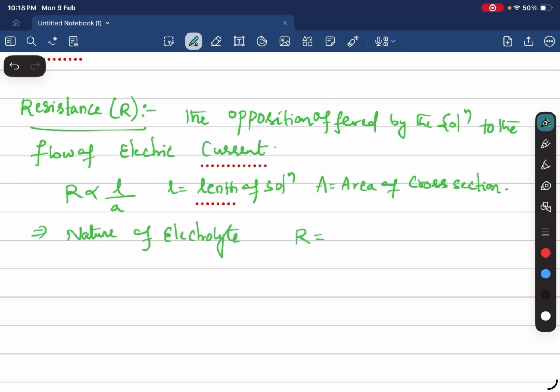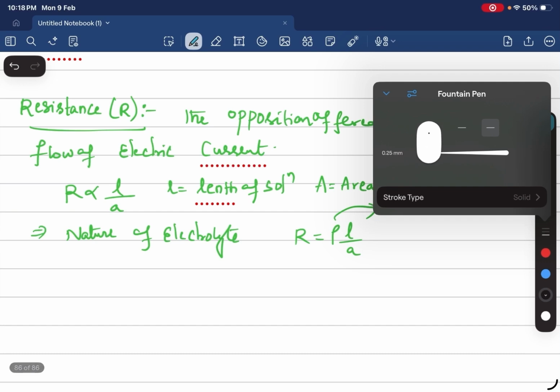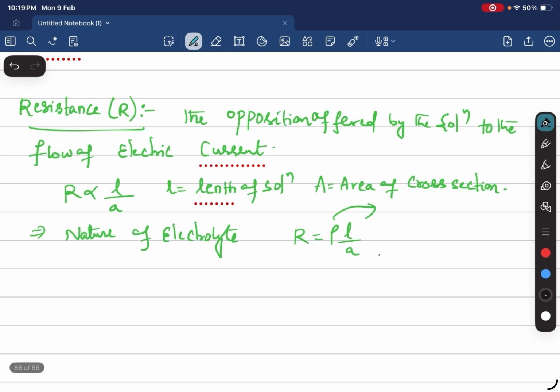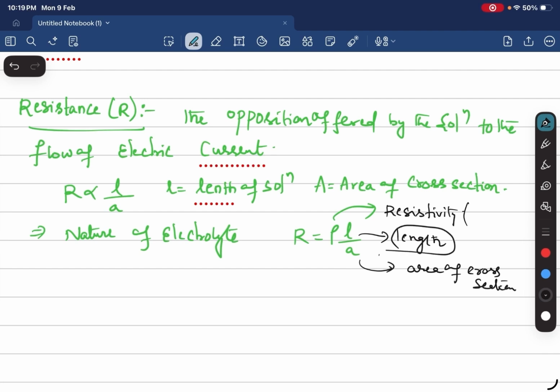So here R equals rho L by A. Here rho is nothing but resistivity. It is constant for a particular object or particular metal. L is the length of the solution. A is the area of cross section. So here length we can also tell it as the distance between two electrodes of the electrolytic cell.